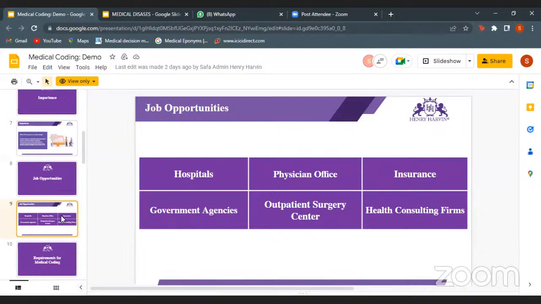Okay, so the job opportunities are hospitals. Many of these hospitals and small group practices send their back-end work to India for the medical coders. And so we get the patient, doctor.